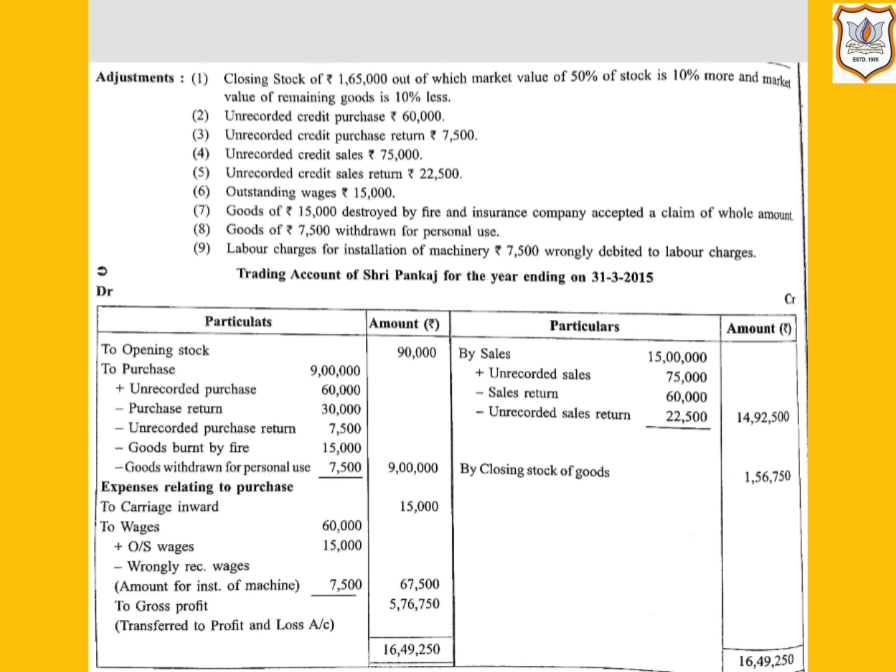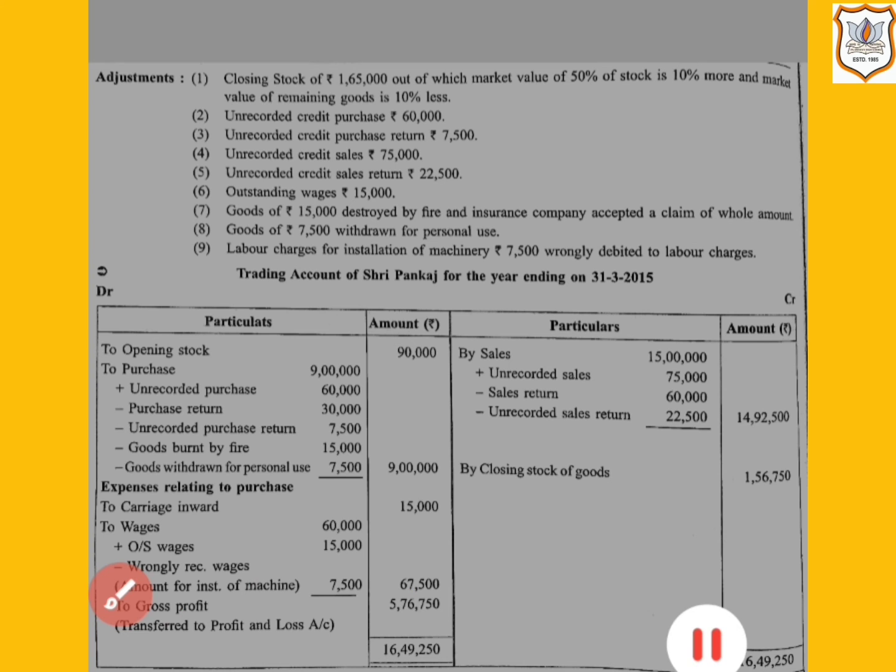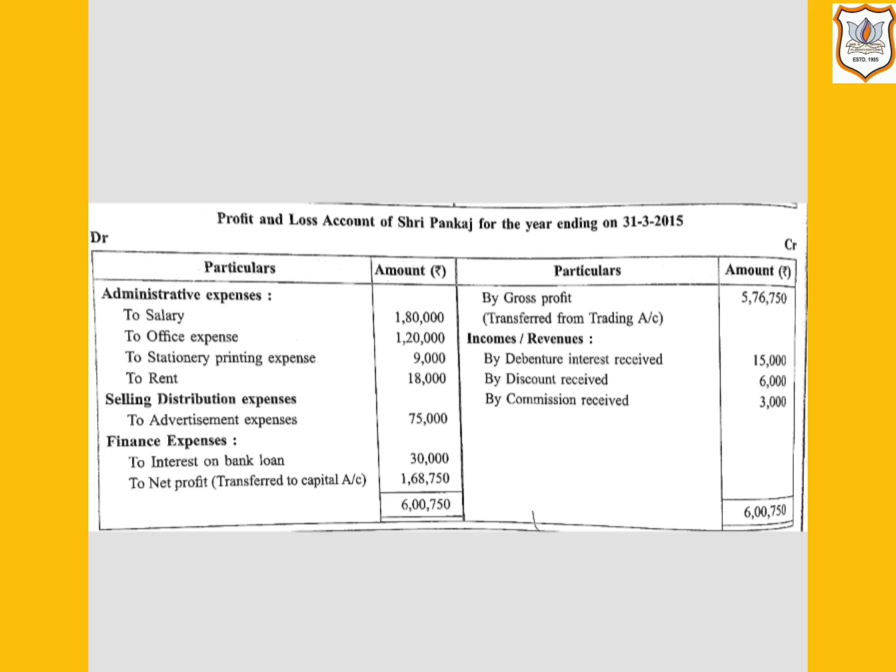First we will close the trading account. Here in the trading account, the total of the credit side is more than that of the debit side. The balance amount here is called gross profit, which is 5,76,750, and it will be transferred to the credit side of the profit and loss account. Here the total of the credit side is more, which will be written on both the sides, that is 16,49,250. Now here we will show gross profit, and we will transfer gross profit to the credit side of the profit and loss account. Here it is 5,76,750.